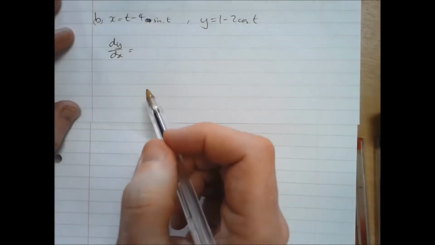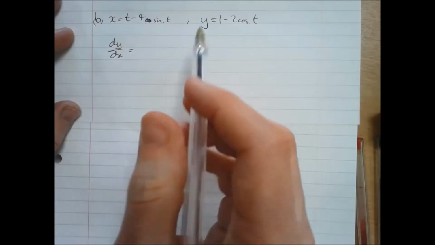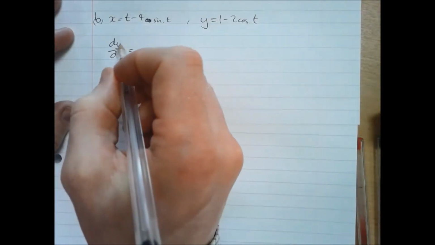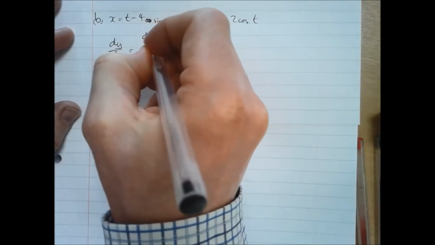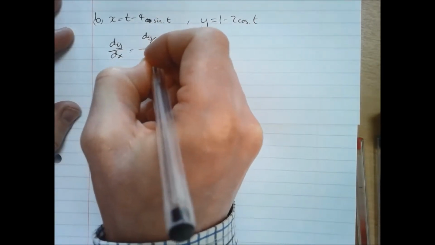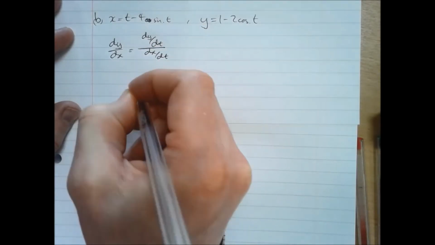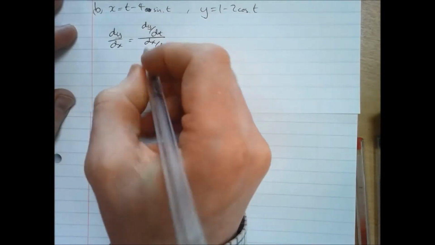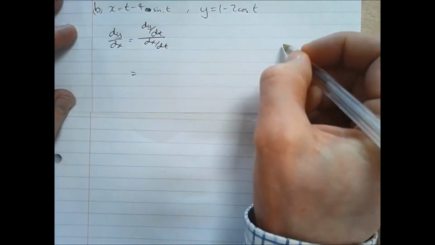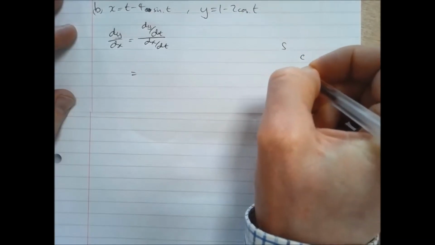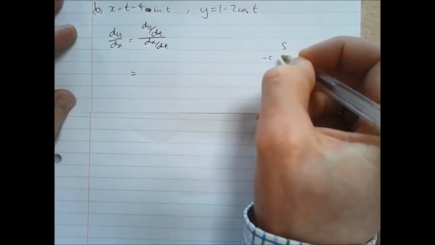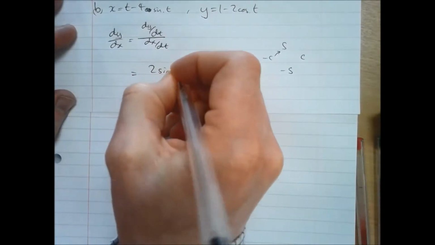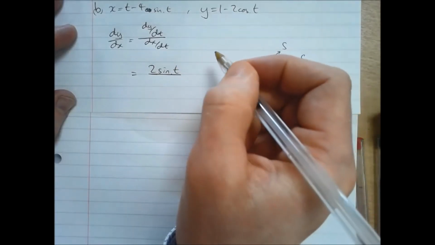Okay, part B, we're now trying to work out the gradient of the curve at point A. These are our parametric equations. Gradient is given by dy by dx. Okay, and we should know that then that's dy by dt over dx by dt. So differentiate y equals 1 minus 2 cos t, and differentiating a minus cos goes to a positive sine, so we get a positive 2 sine t there. The 1 obviously differentiates to 0.